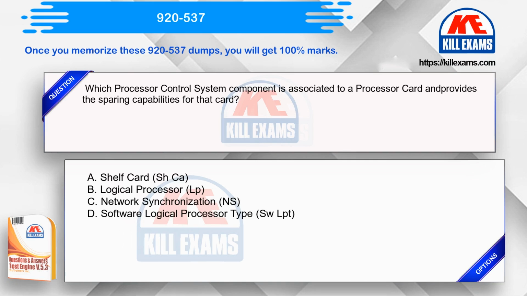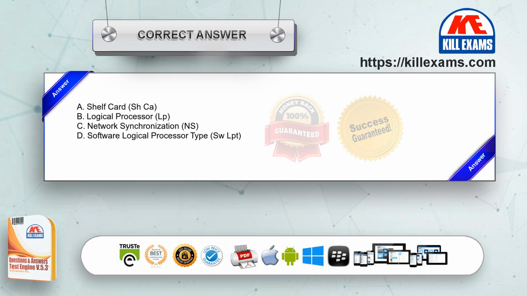Which processor control system component is associated to a processor card and provides the sparing capabilities for that card? Option A. Shelf card, SHCA. Option B. Logical processor, LP. Option C. Network synchronization, NS. Option D. Software logical processor type, SWLPT. The correct answer is option B.